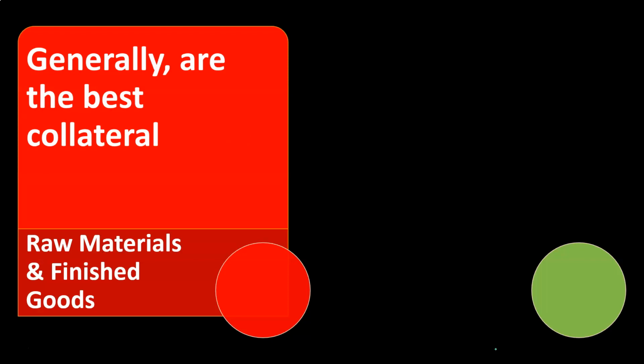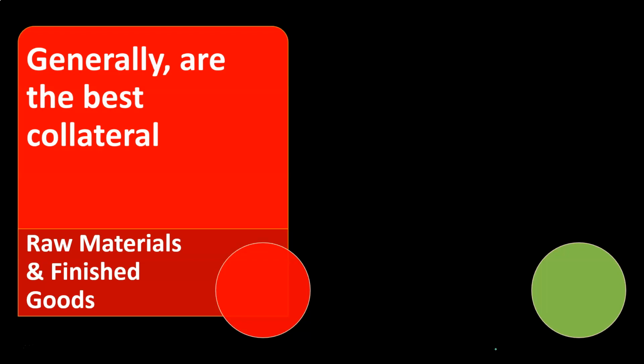So raw materials and finished goods generally are the best collateral. When you're using inventory in order to help generate short-term financing as a kind of collateral, if you're a manufacturing type of company, then obviously you've got three components of inventory. You've got the raw materials, you've got the work in process, and then you've got the finished goods.